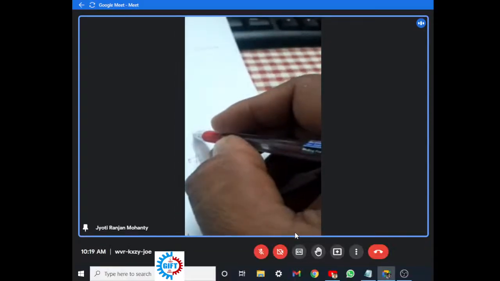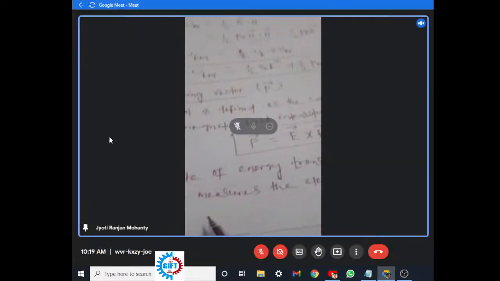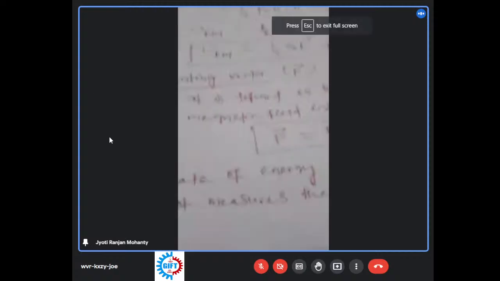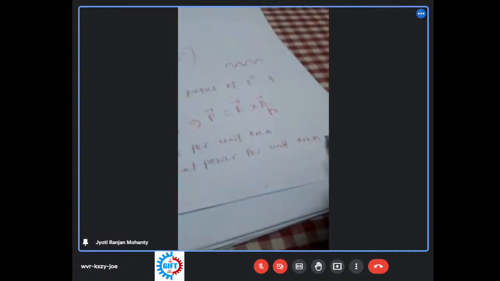So the rate of energy transport from one place to another place per unit area is defined by the Poynting vector. Okay, so it measures the electrical power per unit area.